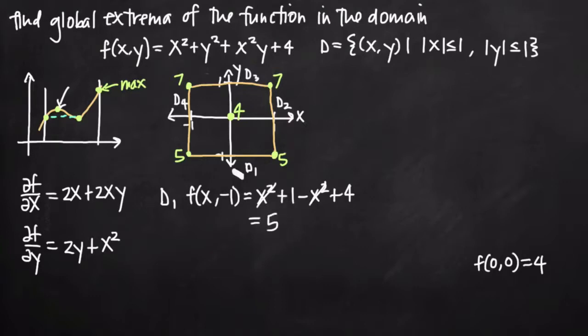Because I get a constant here, this tells me that the value all along my line segment, d sub 1, is going to be equal to 5. So let's just say that this is equal to 5 here. Let's talk about d sub 2. It'll start getting a little more complicated.